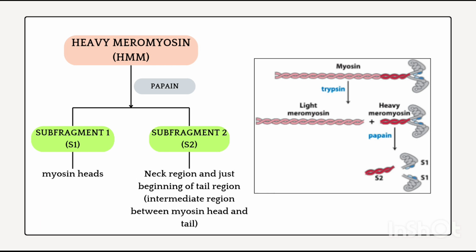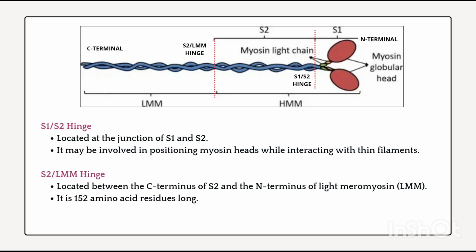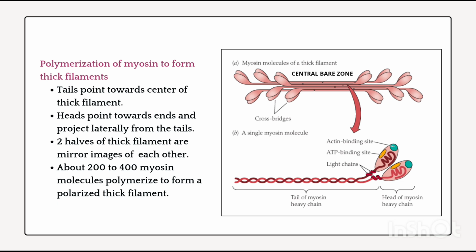The subfragment 1 consists of myosin heads, while the subfragment 2 consists of neck region and just beginning of the tail region. The S1-S2 hinge is located at the junction of S1 and S2. This hinge may be involved in positioning myosin heads while interacting with actin filaments. The S2 light meromyosin hinge is located between the C-terminal of S2 and the N-terminal of light meromyosin and is 152 amino acids long.